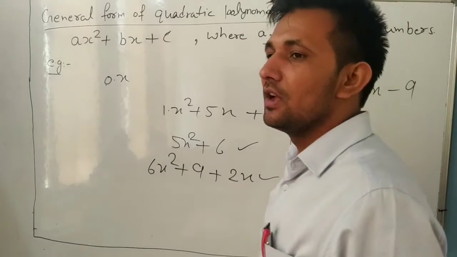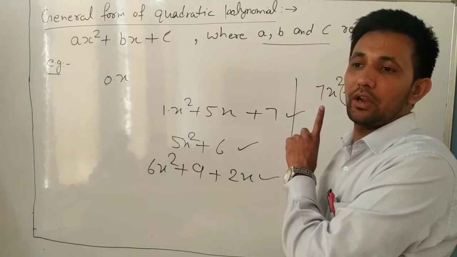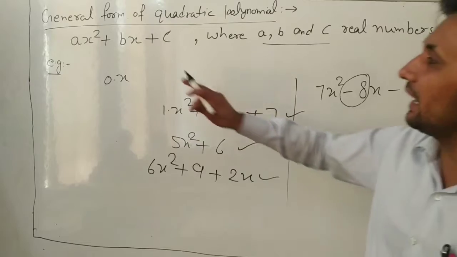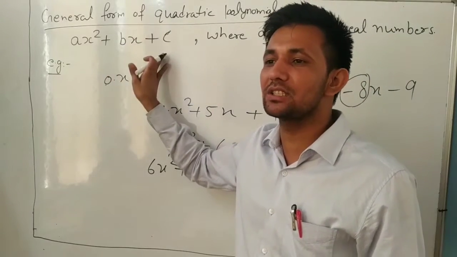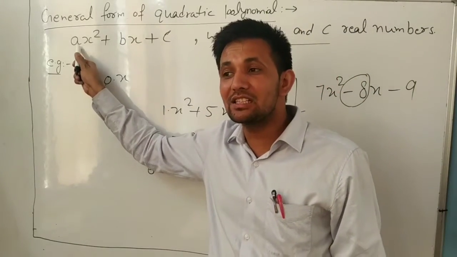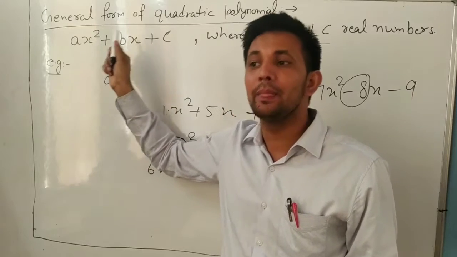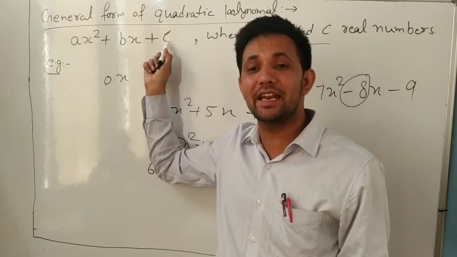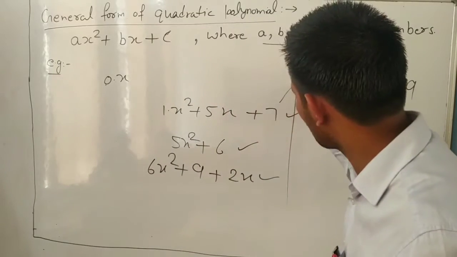Understand it, dear? You have to remember it. The general form of a quadratic polynomial is ax square plus bx plus c. You have to remember a is the coefficient of x square, b is the coefficient of x, and c is a constant term.